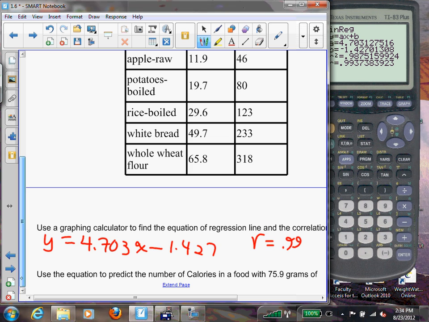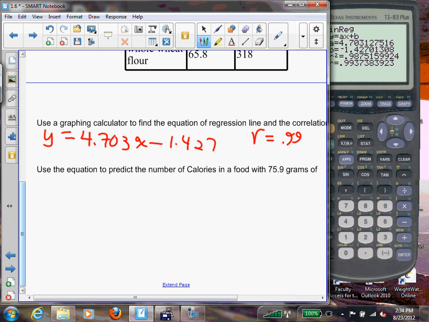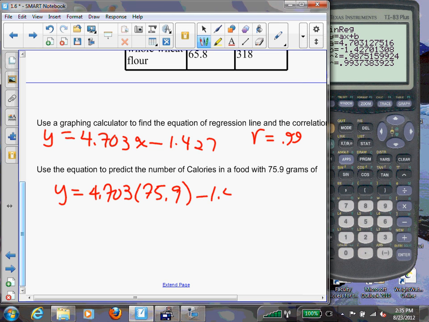All right. So use the equation to predict the number of calories. So we'll say Y equals 4.703 times 75.9 minus 1.427. And what do I get? 355 point.